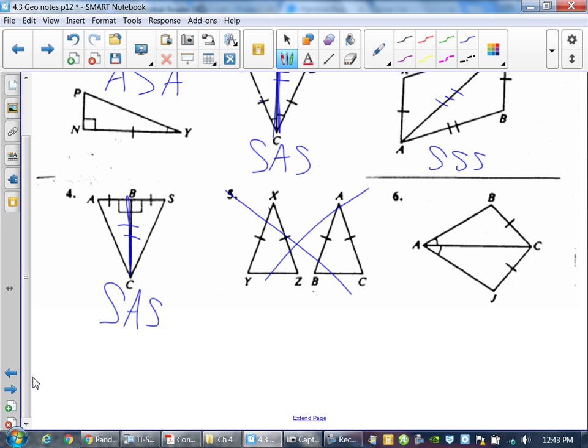In 6, again, you have a shared side. If I go through and I see I have AC as a shared side, okay, cool. Now watch what you have. You have an angle, a side, and then a side. Is there an ass in math? No. Angle, side, side does not work. It's not a thing. Okay?